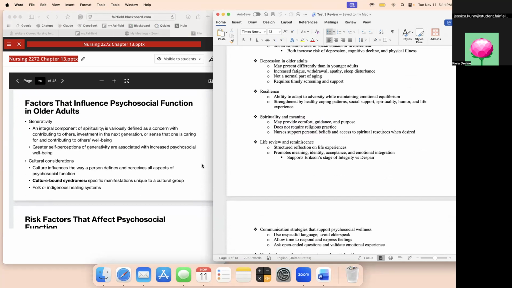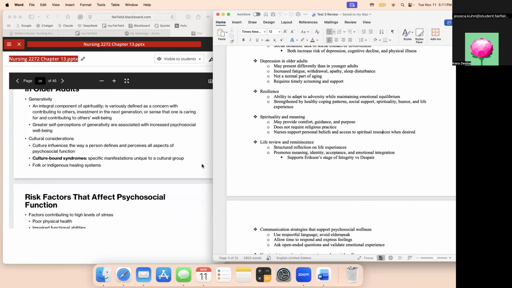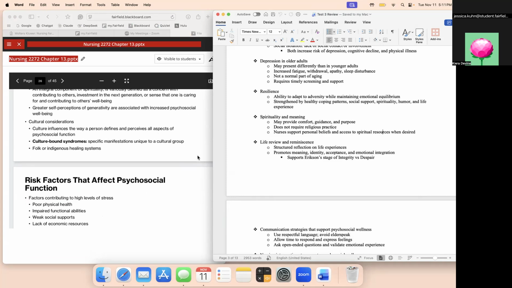And then, influencing psychosocial function, this is generativity, which is an integral component of spirituality. It's really just a general doing good for others, so that you are providing something meaningful in the world. It can provide a greater self-perception when you use it properly.